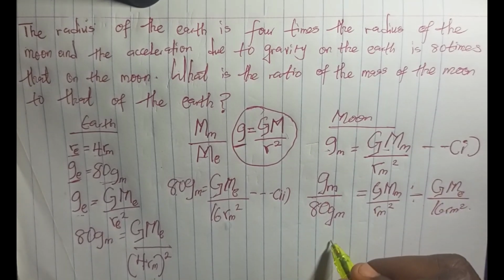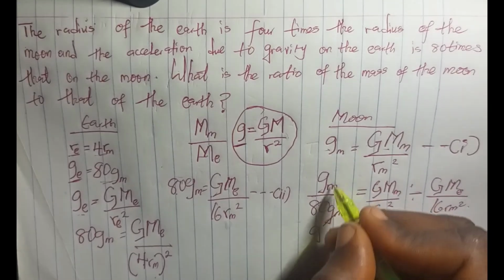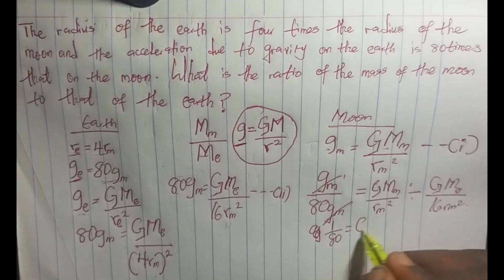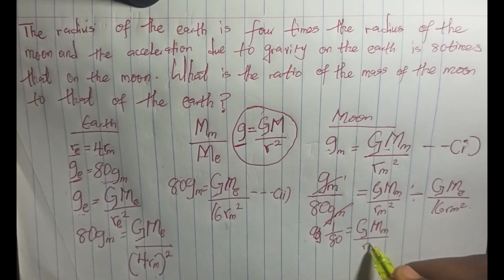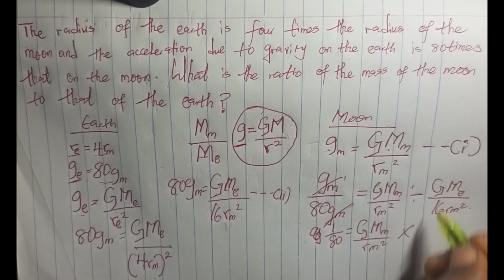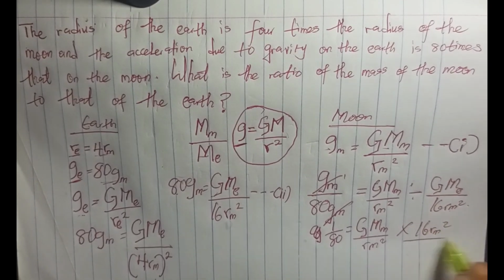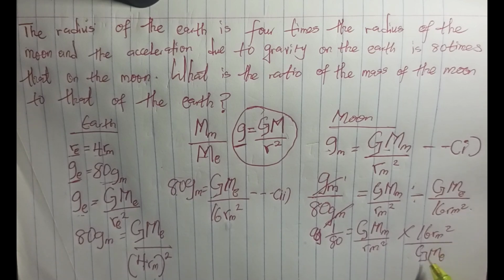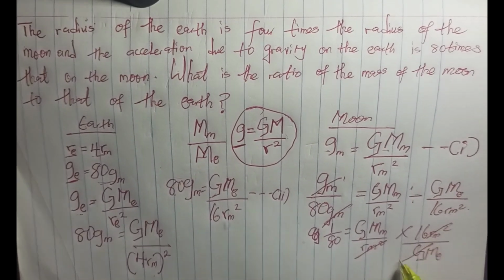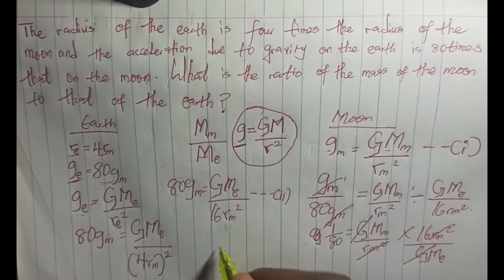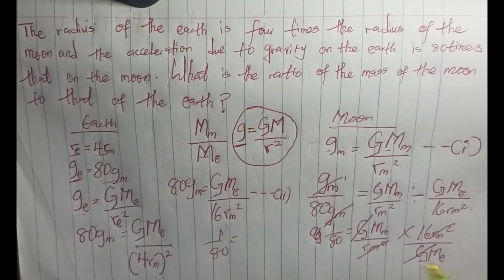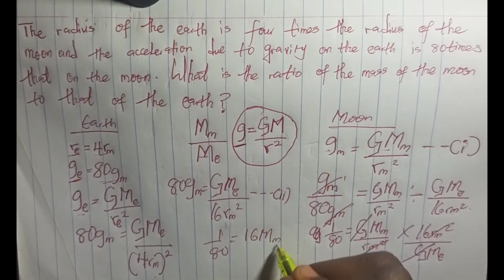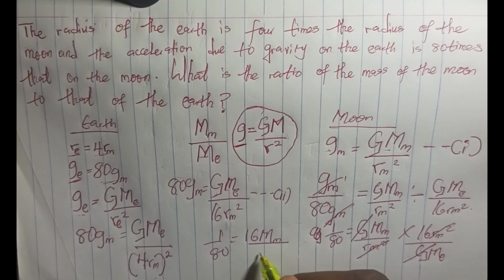Hope is clear. So G will cancel G, right? What I'm having here is 1 over 80 equals G M subscript M all over R_M squared, then times you invert, 16 R_M squared all over G M subscript E. So the universal gravitational constant cancels, and the R_M squared cancels too. What I'm having left is 1 over 80 equals 16 times the mass of the Moon, that's 16 M_M, all over M_E remaining down.